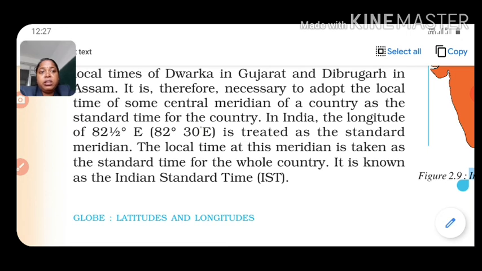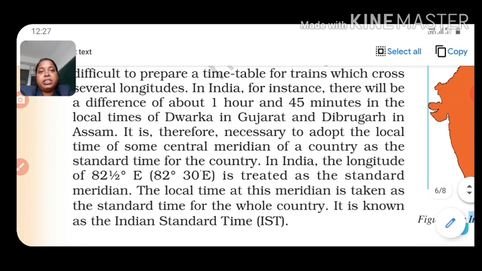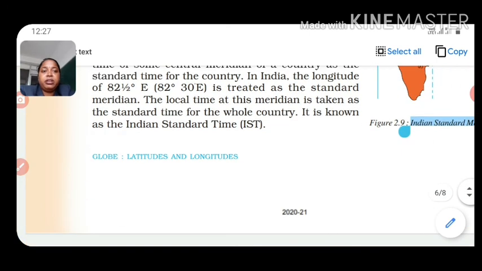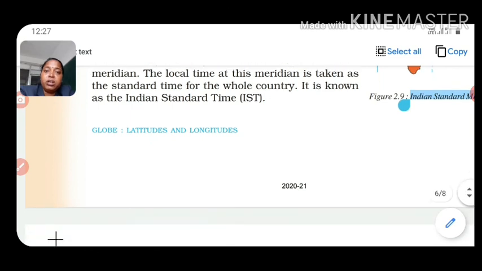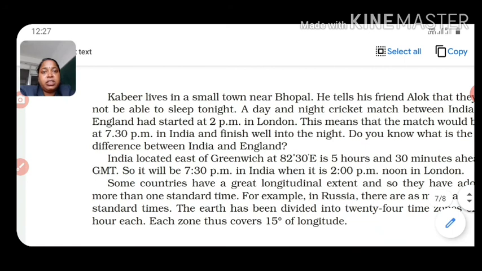In India, the longitude of 82 degree 30 minutes east is treated as the standard meridian. So like this we calculate the standard time of India. Okay, and we have a difference of 1 hour 45 minutes from the west direction to the east direction. So here we are concluding this chapter.